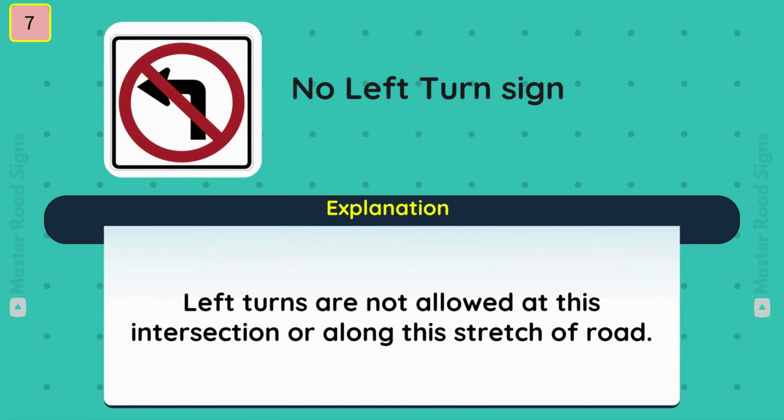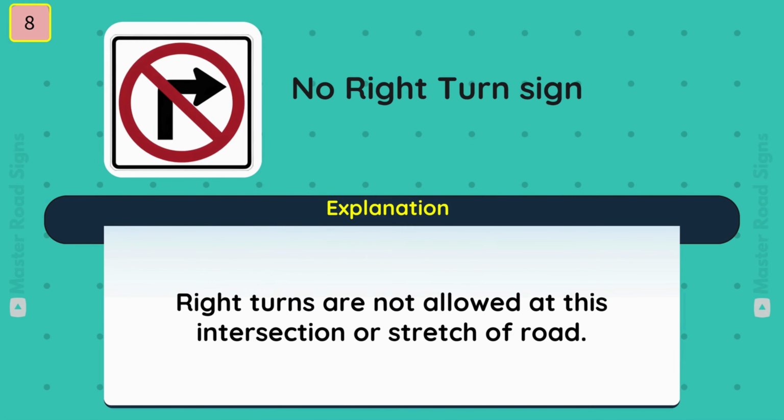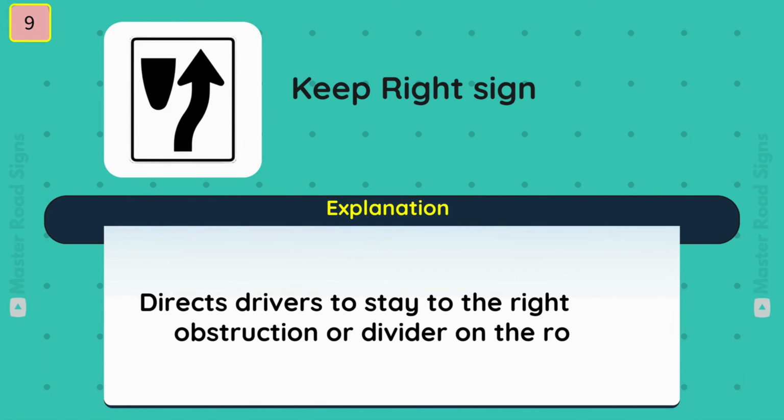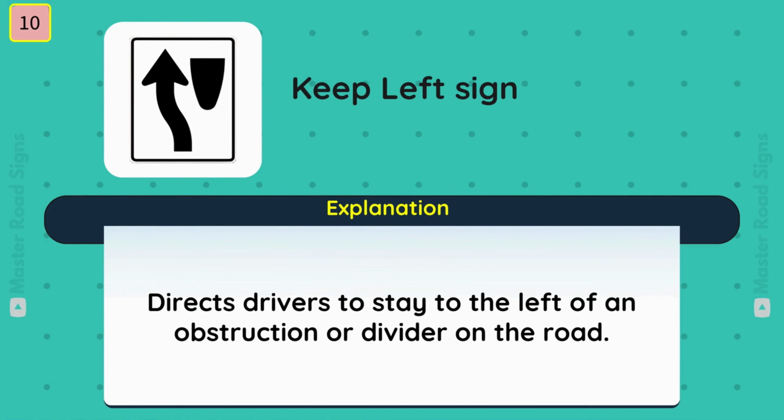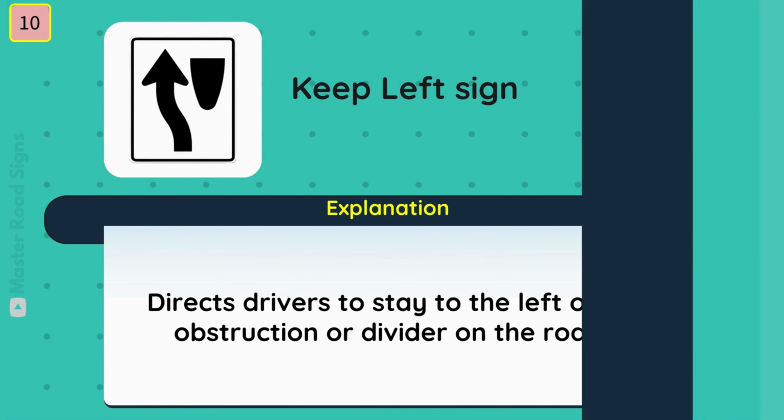No left turn sign. Left turns are not allowed at this intersection or along this stretch of road. No right turn sign. Right turns are not allowed at this intersection or stretch of road. Keep right sign directs drivers to stay to the right of an obstruction or divider on the road. Keep left sign directs drivers to stay to the left of an obstruction or divider on the road.